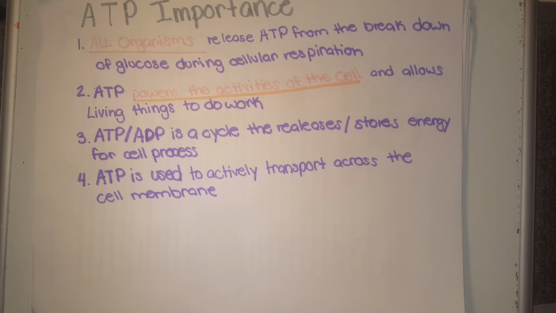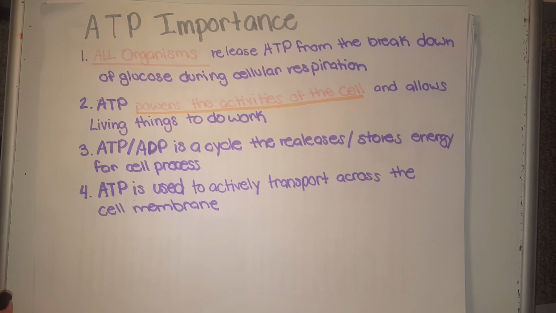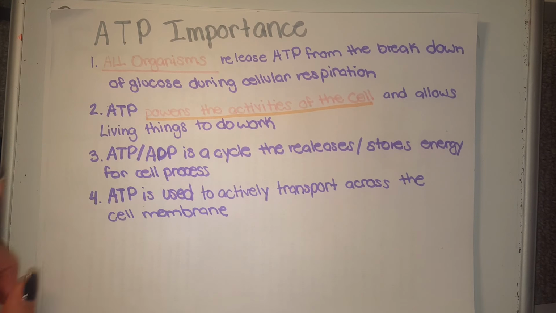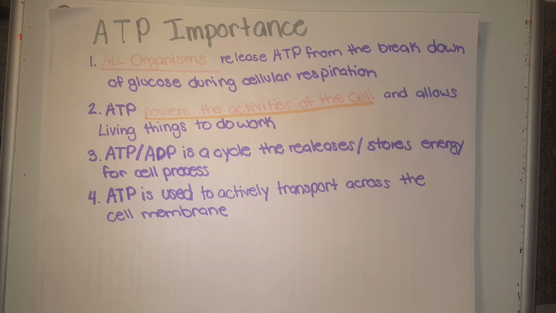And then the importance of ATP. You can't see that, but it says one of the importances of ATP: all organisms release ATP from the breakdown of glucose during cellular respiration. ATP powers activities of the cell and allows living things to do work. 3. ATP and ADP is a cycle that releases and stores energy for cell processes. 4. ATP is used to actively transport material across the cell membrane.